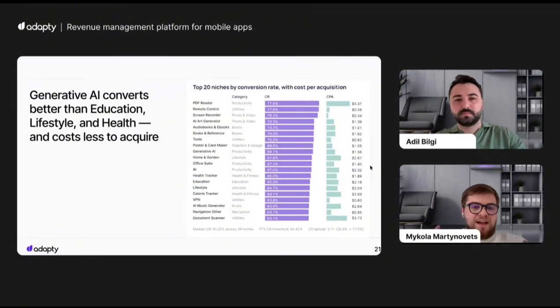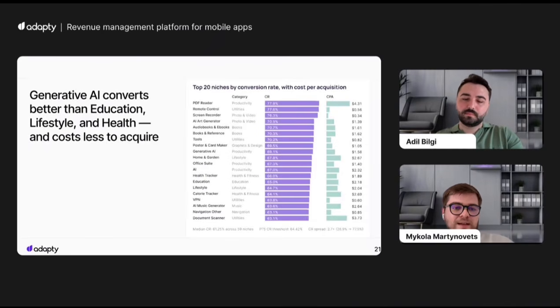Yeah, and from our benchmark, you'll be able to see niche category data for each niche, like VPN, PDF reader, scanner, remote control. We have a lot of data on this. And the main insight is that generative AI converts better than education, lifestyle, and health, and costs less to acquire. It's really nice to see the opportunity for generative AI in the App Store, because high conversion equals high intent and equals a lower effective CPA.